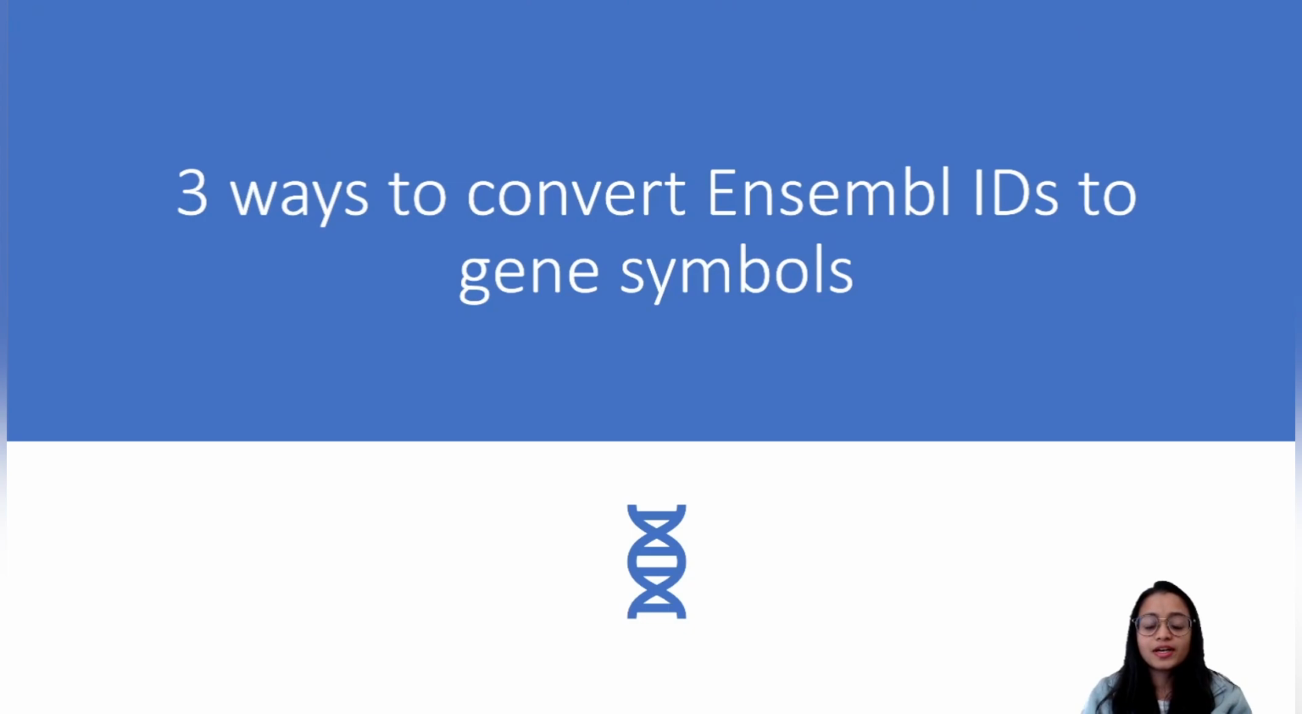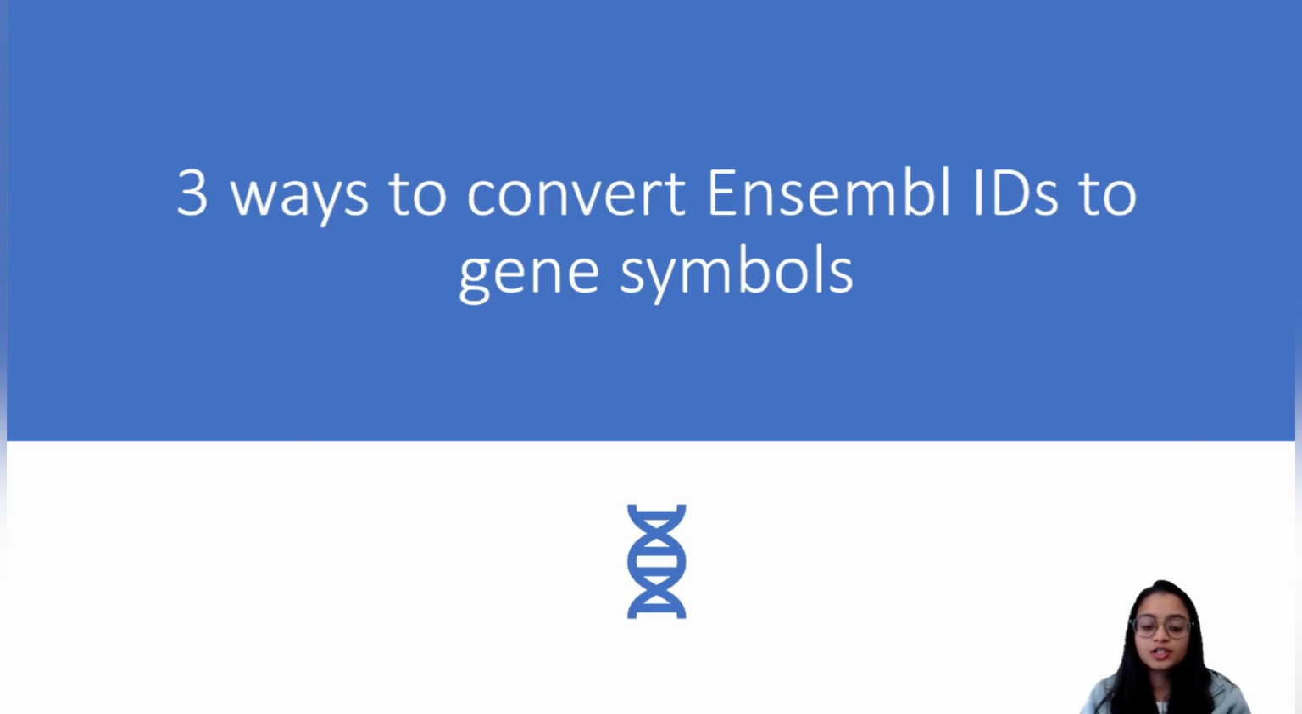So this video is going to be fairly straightforward, where I will be talking about 3 ways to convert Ensembl IDs to gene symbols. We all have dealt with gene lists at some point, and these gene lists have been derived from differential expression analysis, where we have a list of differentially expressed genes or transcripts, or the list of genes that are involved in a particular pathway.